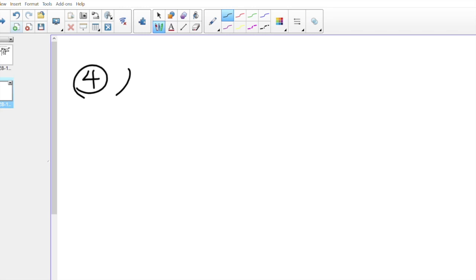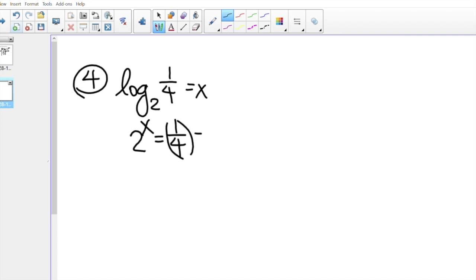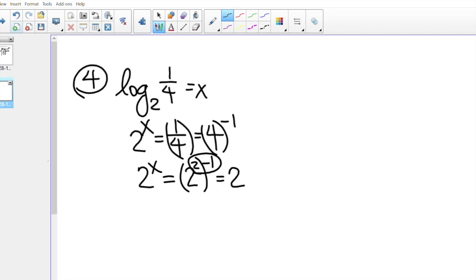It goes log base 2. Now we have a rational number. Okay, we're looking for what x is. So you say 2 to what power is 1/4. Now we've got to change 1/4, so it's not 1/4, but a 4 to the negative 1 power. Now we change 4 to a power of 2. So it'll be 2 to what power? Now, you know that 4 is 2 squared. Okay? Then when you take a power and raise it to a power, you multiply. So that's 2 to the negative 2 power. So x is negative 2.